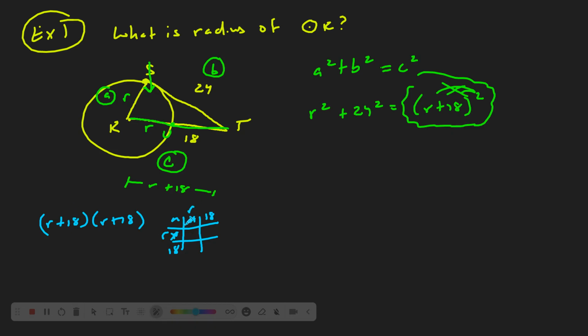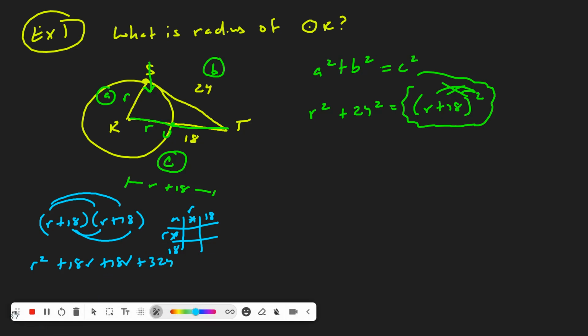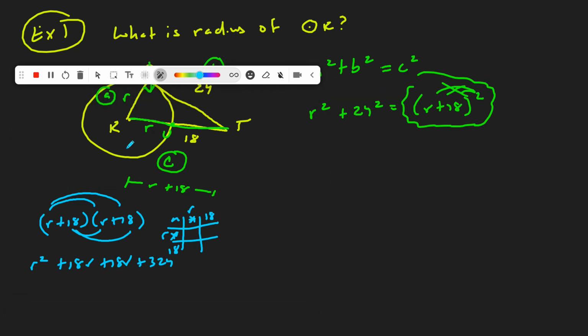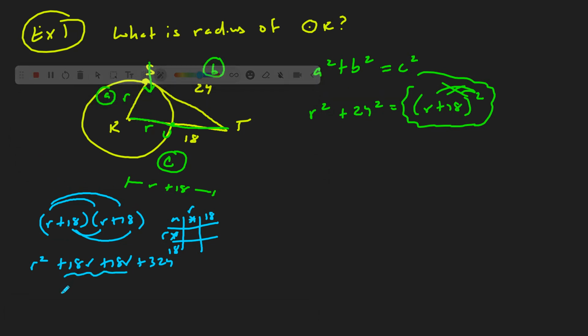Now, I'm going to show the distribution method. So to do distribution, I'm going to take this first R and multiply it to the second R and the 18. R times R is R squared. R times 18 is 18R. The R is done. Now I'm going to take this 18 and multiply it to the R and the 18. 18 times R is 18R. 18 times 18 is 324. And now I'm going to simplify this by combining the like terms. We can combine these two 18R's to get R squared plus 36R plus 324.